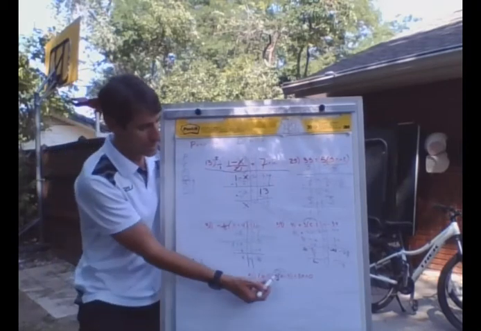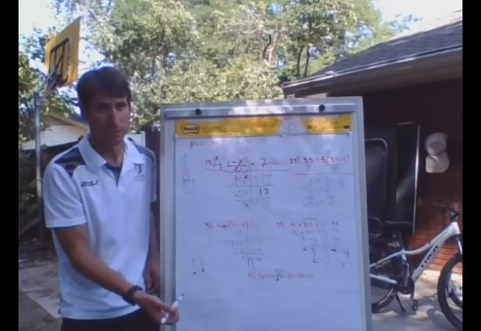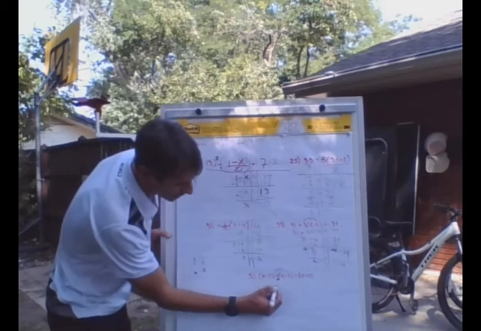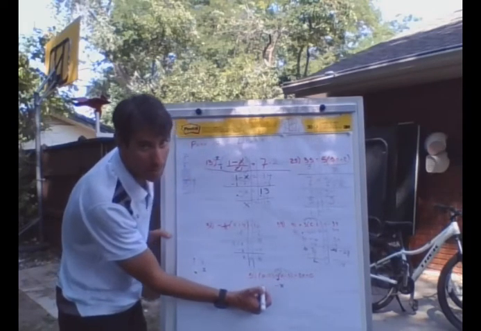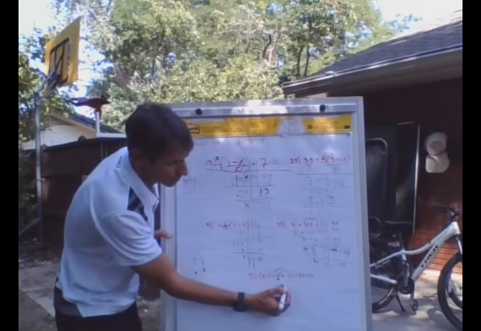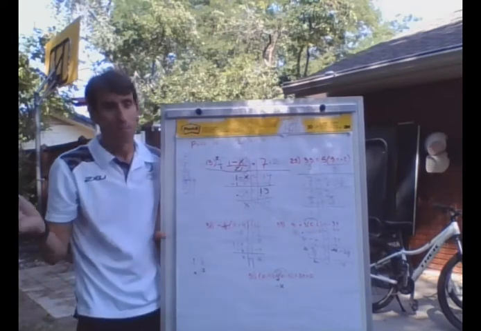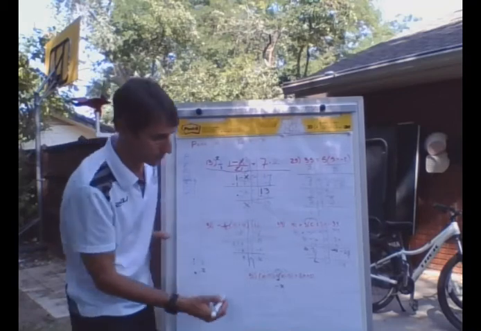So, what is negative 1 times x? Negative x. What is negative 1 times negative 5? Negative 5. It's just 5. Negative times a negative is a positive.